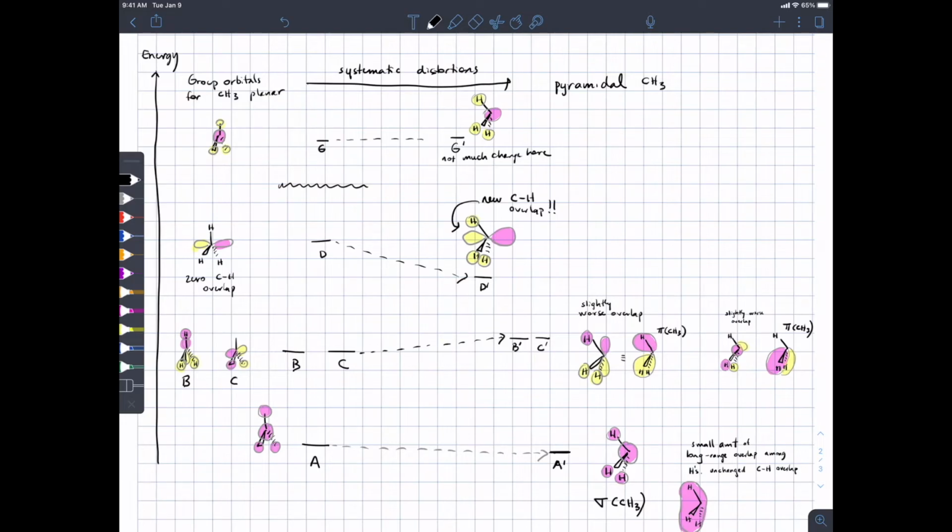Now, there's one more thing we have to do. I want you to look at orbital D prime. What kind of bonding interaction do you think that orbital D prime could engage in?